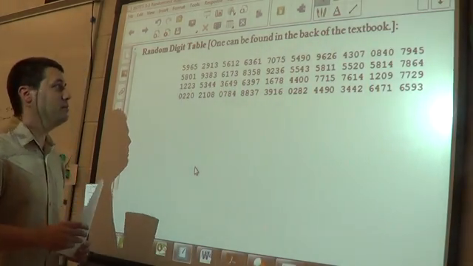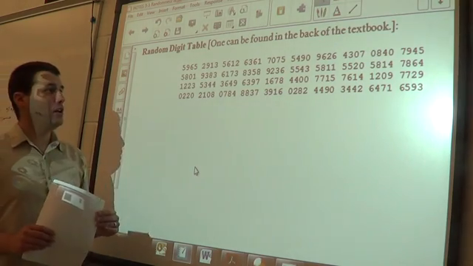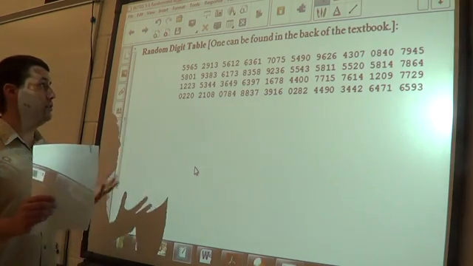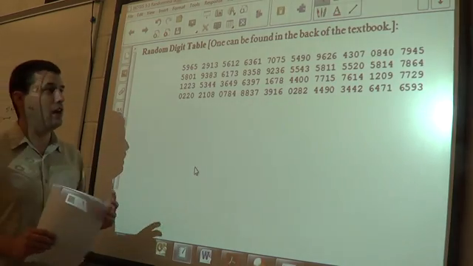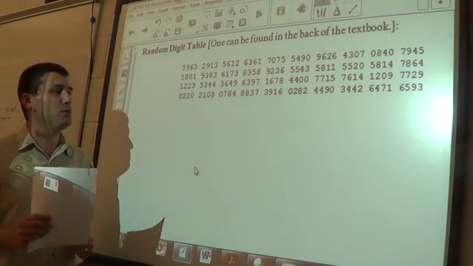So here we have our random digit table. It's nothing more than random digits already pre-written for us. We can use this if we don't have technology at our disposal. We can all do problems together.